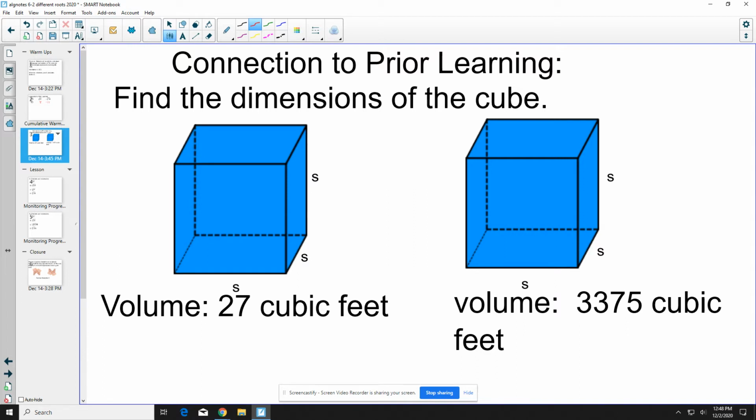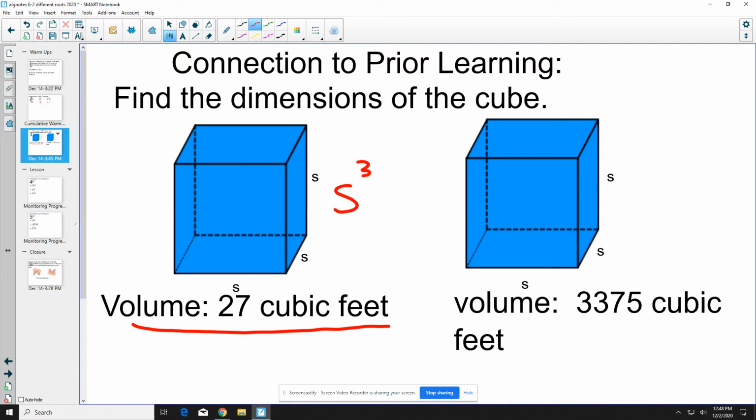We have cubes. A cube has the length, width, and height all the same. And they're telling me the volume is 27 cubic feet. Remember how you get the volume of a cube? You take the length times the width times the height. Well, they're all the same measurement, so we call them all S. What you're really doing is taking S to the third power.